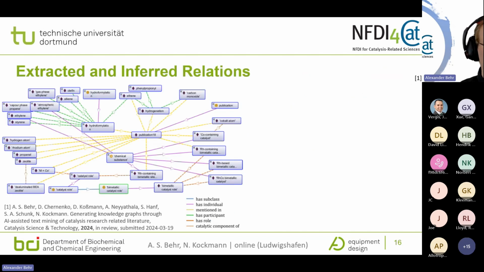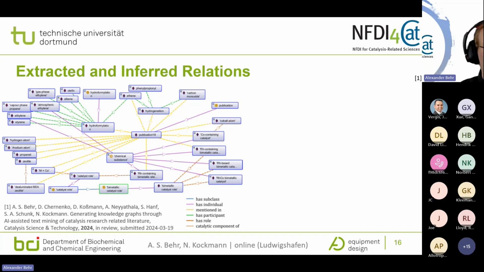So how would this look in a real ontology? This is what you would roughly get for one publication, for example, here, publication 18. You would see that it not only mentions hydrogenation, it also mentions hydroformylation. You can see that it mentions something like a cobalt-containing catalyst that in turn has something to do with the cobalt atom and so on.